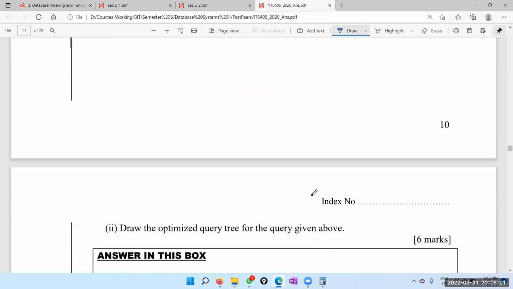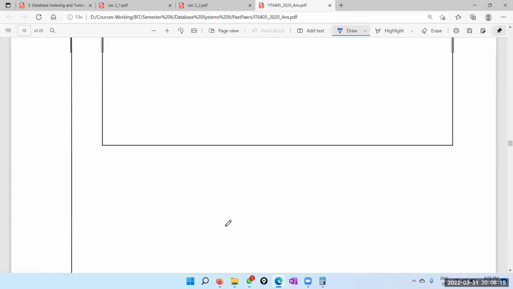Now let's look at the optimization. Draw the optimized query tree. Remember, this is not the initial query tree. Some years they ask you to draw the initial query tree and then ask to show how it is optimized. But this is different. Straight away they ask, what is the optimized query tree? Okay, fine.